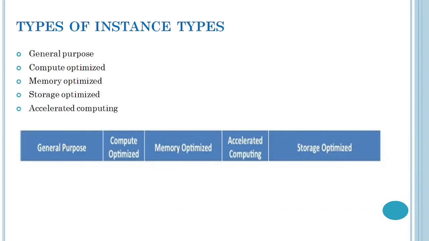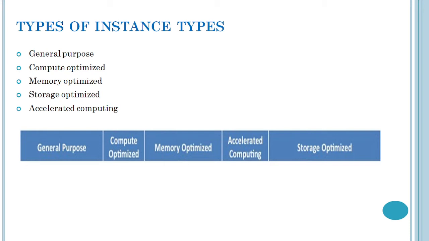Now, the second type of instance type is compute optimized. These instances are ideal for compute intensive applications that benefit from higher performance processors. Instances of this family are well suited for batch processing workloads, high performance web servers, dedicated gaming servers, and other compute intensive applications. Memory optimized instances are designed to deliver fast performance for workloads that process large datasets in memory. So, if the application requires a lot of memory, then we can use memory optimized instances.